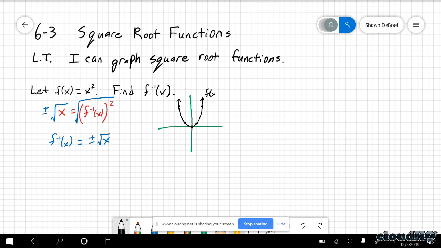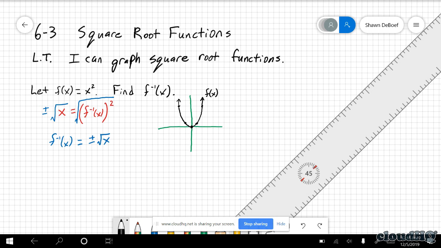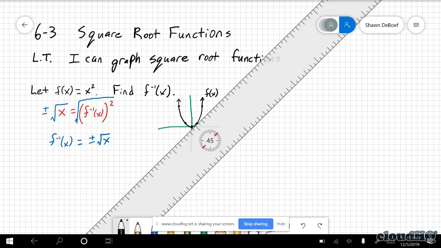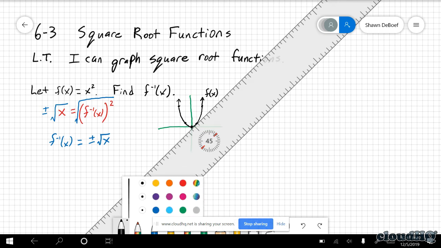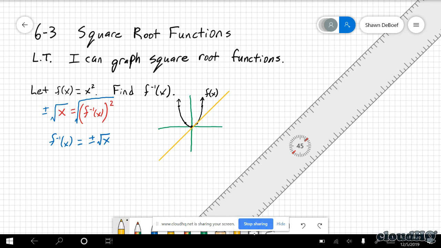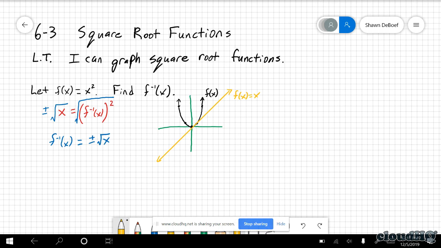I just didn't make my table of values. But what we talked about yesterday, or what we talked about in the last section, is if I draw the line y equals x, or just f of x equals x, to get the graph of the inverse, what do we do? I reflect it over that line.